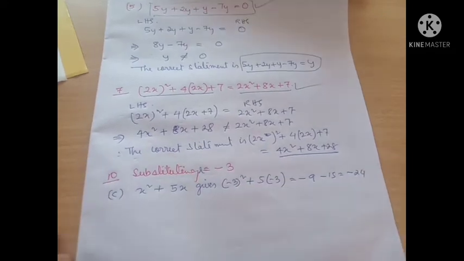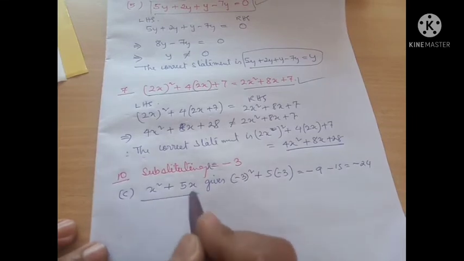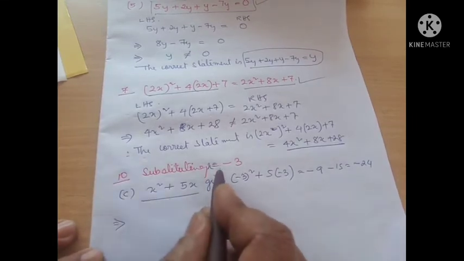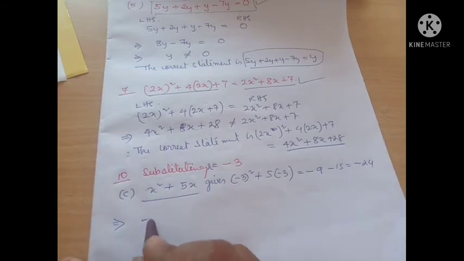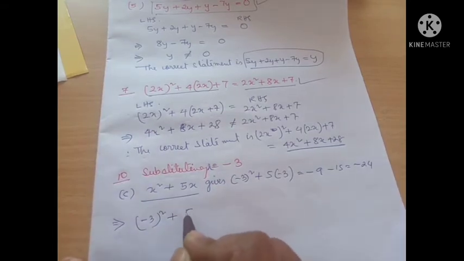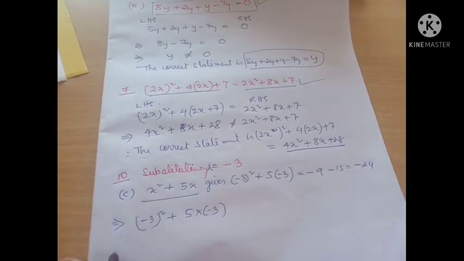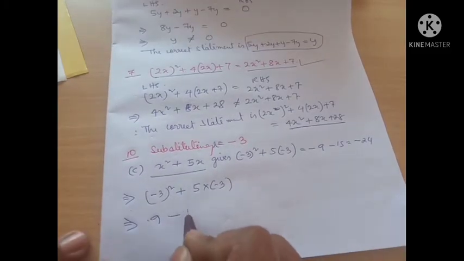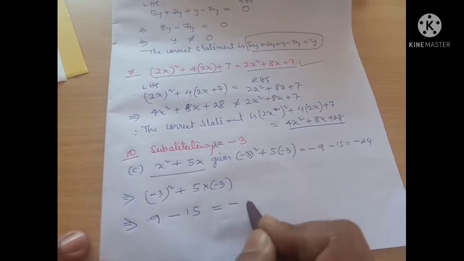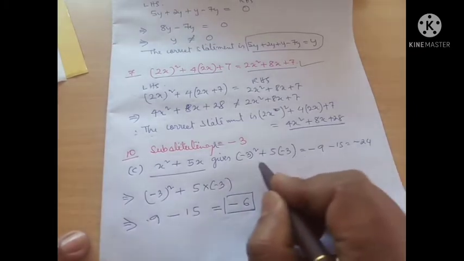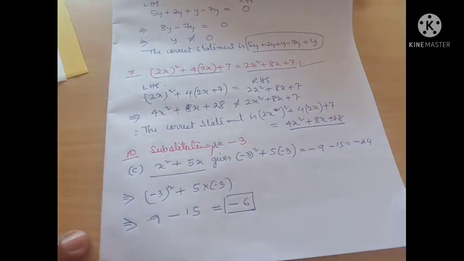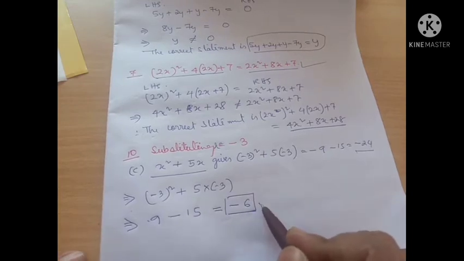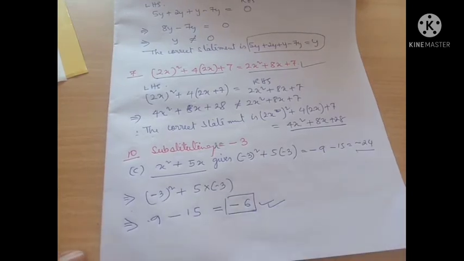We have to find out whether this statement is correct or not. Now let's see. By putting the value of x as minus 3, x square is 9, plus 5 into minus 3, then we get the answer as minus 9. Here comes minus 15. That you will get the answer is minus 6. So when you substitute x equal to minus 3, the answer is not 24. You will get the answer minus 6. In this way, we can substitute the value of x or y or z according to your question.